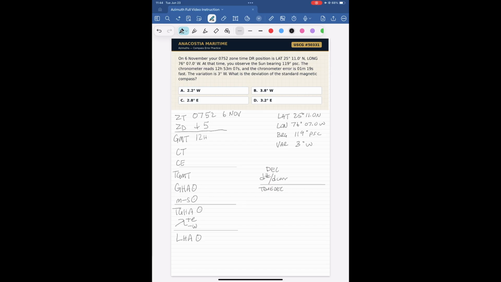12 hours, 52 minutes, 00 seconds. 6 November now. Okay, so the next thing I do is I take my chronometer time and I'm going to place it here. It's given. 12 hours, 53 minutes, 07 seconds. And I have a chronometer error of 1 minute, 19 seconds fast. Fast is subtract. Slow is add. In this instance, we have fast.